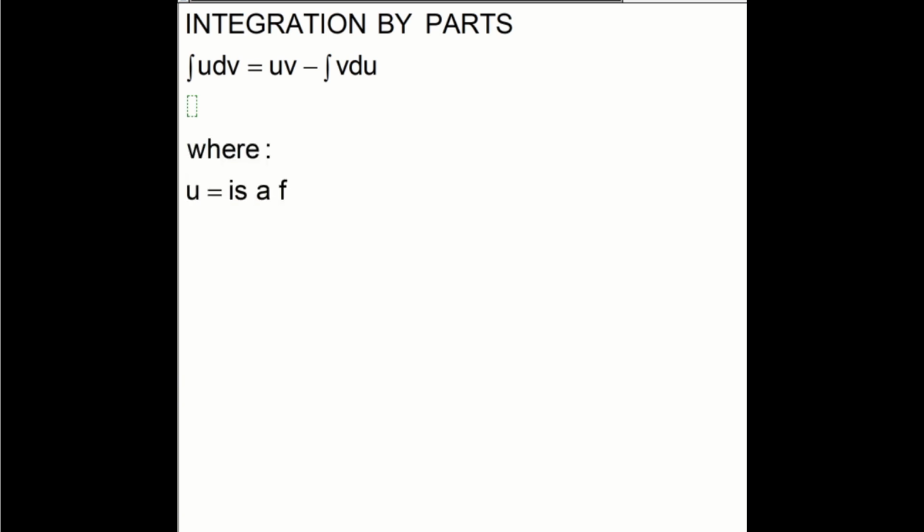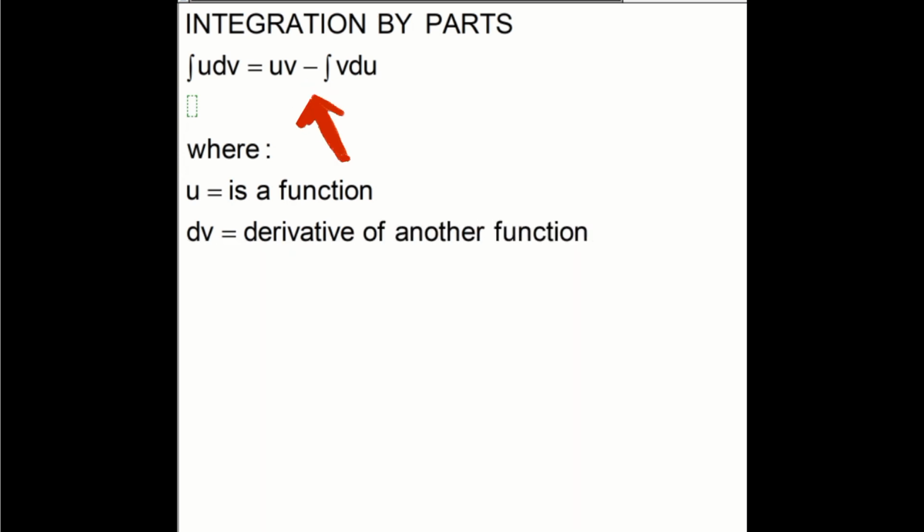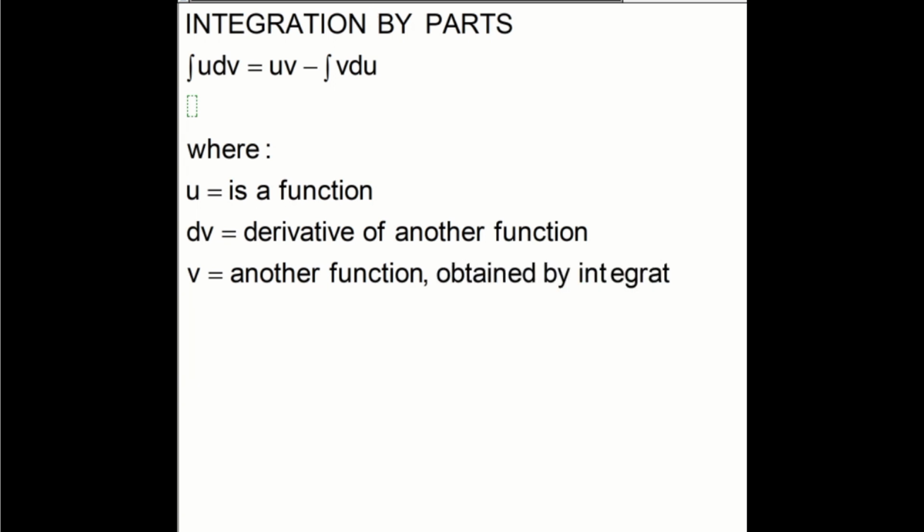The first part is the function u, while the other is the derivative of another function v. And this is equals to u times v minus integral of product of v and derivative of u. The function v is obtained by integrating the derivative of v, and du is obtained by deriving the function u.